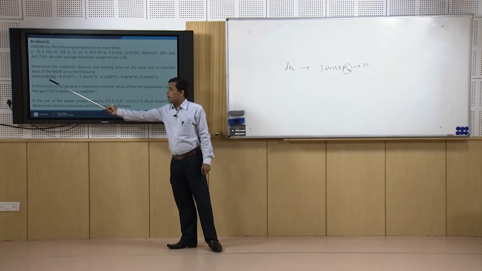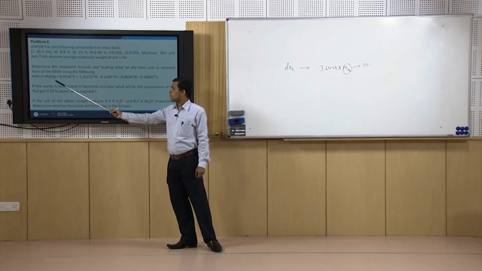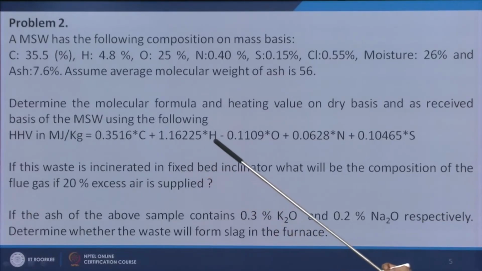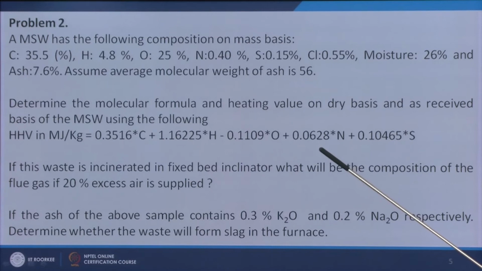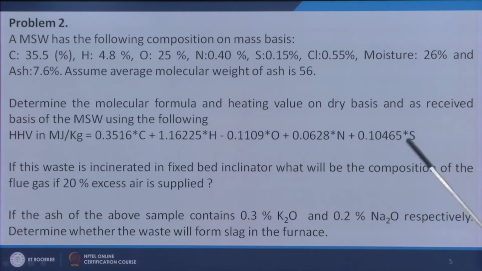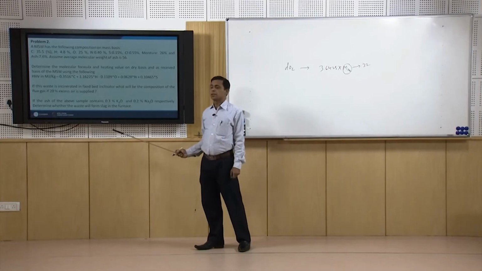This formula is given: high heating value in megajoule per kg is equal to 0.3516 into carbon plus 1.16225 into hydrogen minus 0.1109 into oxygen plus 0.0628 into nitrogen plus 0.10465 into sulfur. Here carbon, hydrogen, oxygen, nitrogen and sulfur are the percentages of these components in the biomass. If this waste is incinerated in a fixed bed incinerator, what will be the composition of the flue gas if 20% excess air is supplied? So this is the first question.